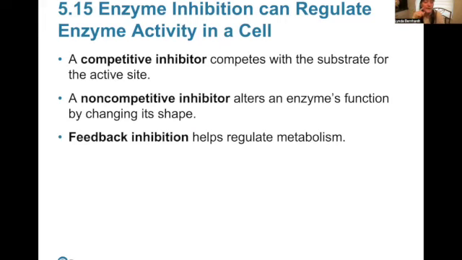This is a good thing to understand just because it's kind of interesting. So we have a competitive inhibitor and a non-competitive inhibitor. Competitive inhibitor means that it is competing with that very specific substrate. The non-competitive inhibitor leaves that area alone, but it mucks up the shape of everything. So now the enzyme can't pick up what it requires. And feedback inhibition will help regulate the metabolism. Feedback inhibition means that your body reads what's happening and responds.